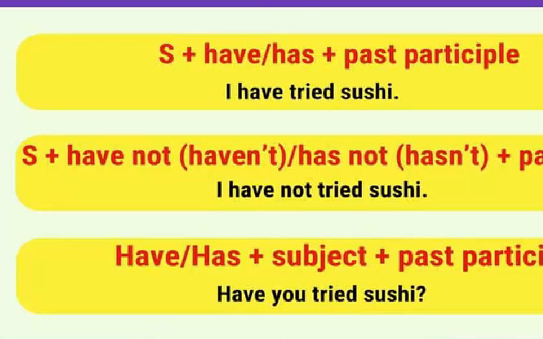For example, I have tried sushi. I have not tried sushi. Have you tried sushi? So these are the 3 main types of sentences. They are formed in the present perfect tense.